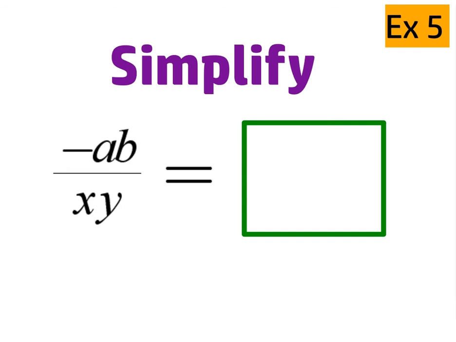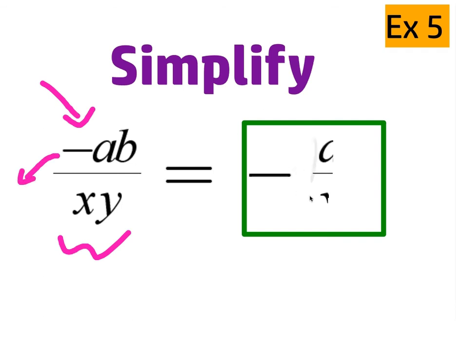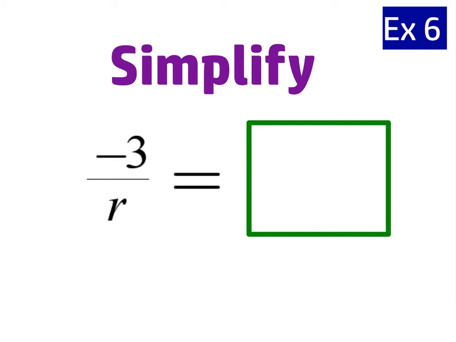Let's try a different color here. Okay, negative a times b over xy, and I'm doing this one just to show that yes, you can have more involved expressions. All you're doing is move the negative out front just like before, and therefore the answer is negative then ab divided by xy. It's very, very simple. You're just moving the negative out front. Same thing if you have a mixture of variables and constants.